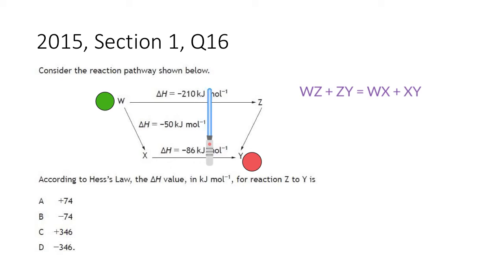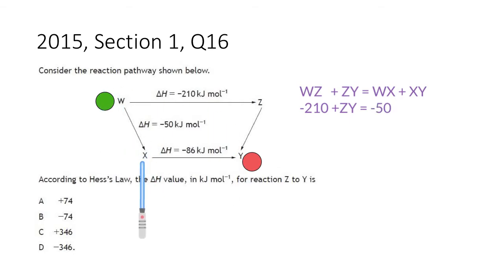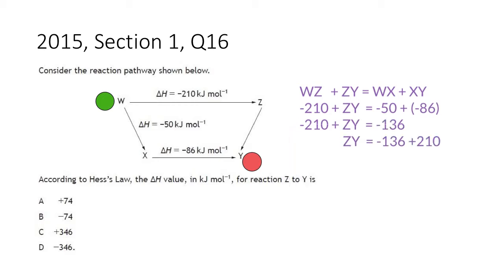This is because Hess's law says it doesn't matter which route you take to get to your destination, the overall enthalpy change will be the same. So W to Z plus Z to Y will equal W to X plus X to Y. So we've substituted the values into the equation and we just need to solve it now. So the result shows us that the answer is A.